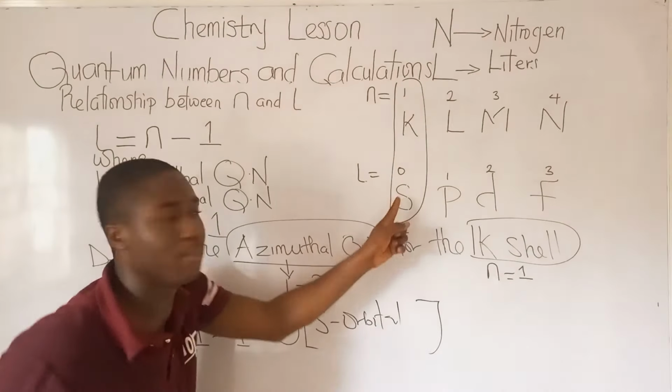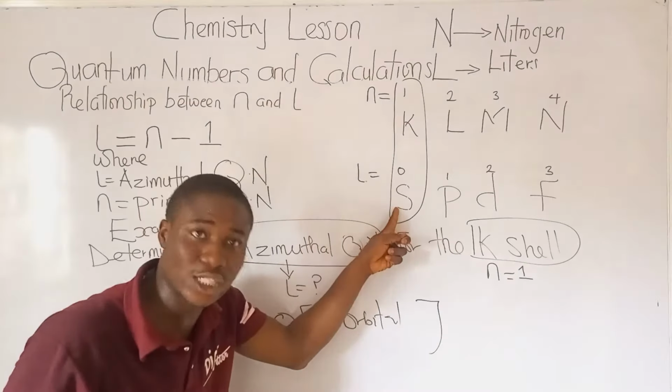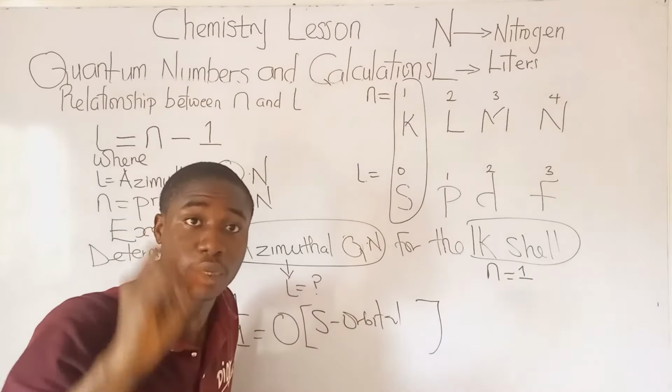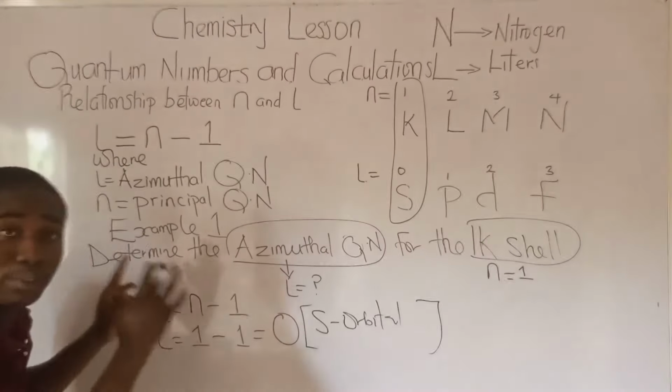You can see it here now, because basically zero was the value that was on top of what? The s orbital. So with all this said, I'm going to give you your own practice question to solve under this aspect, and it's still going to be similar to this.